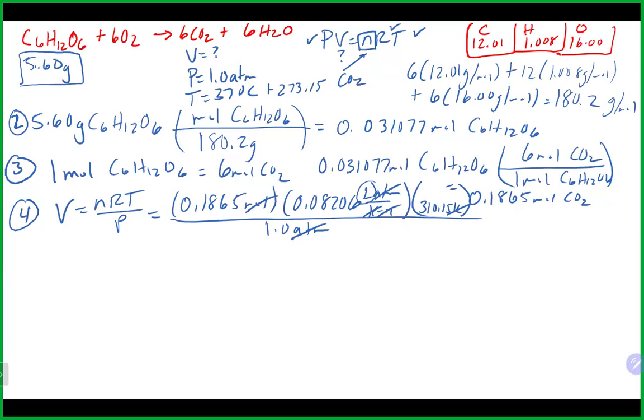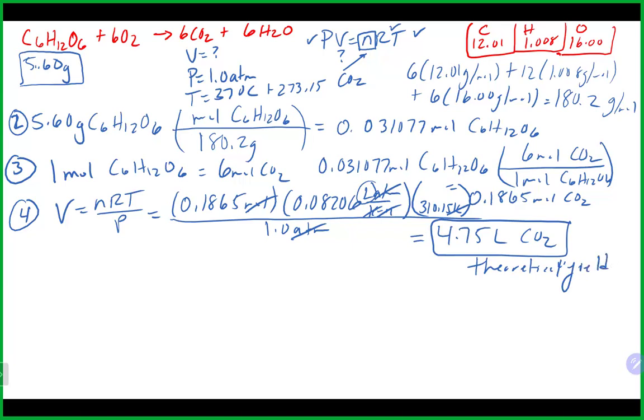All right, so let's see here. We're going to go 0.1865 times 0.08206 times 310.15, and we'll get 4.75 liters of CO2 produced in this case. By the way, since that is a product that would be produced, that is also a theoretical yield, right? So that is a theoretical yield in this case.